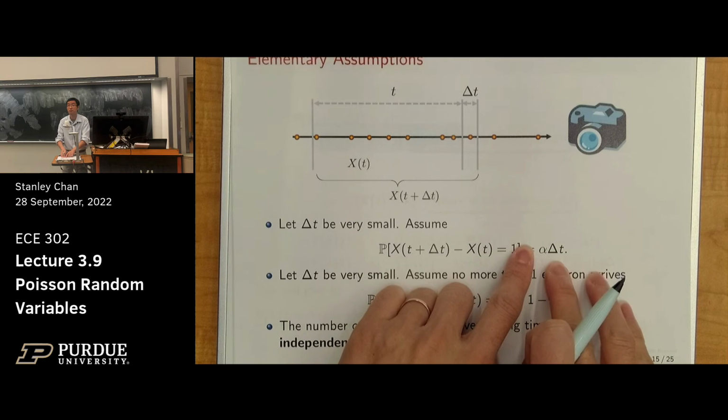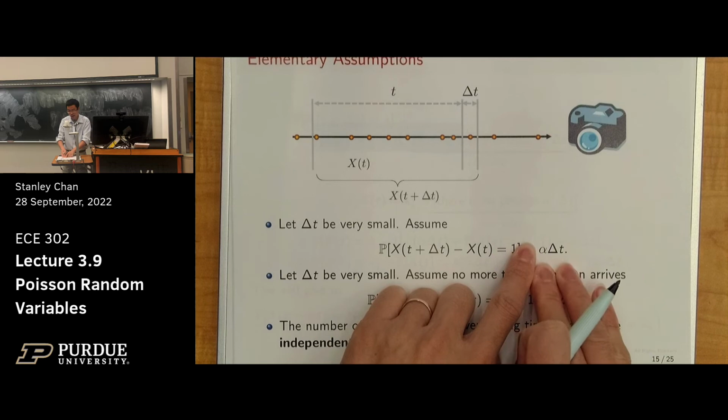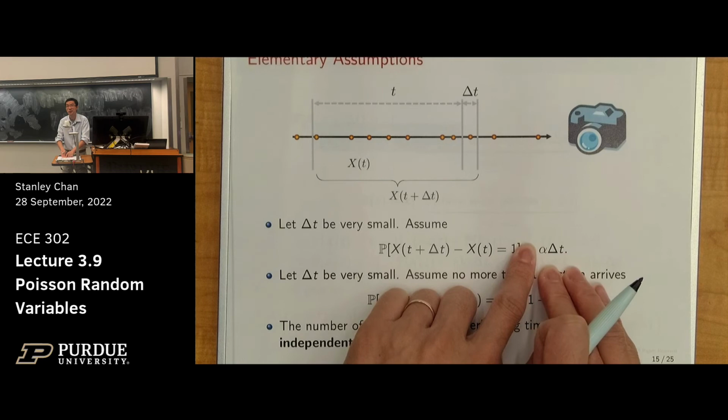That's my assumption, okay? And we don't have to debate whether your alpha times delta t will be bigger than 1. No, you are the user, you can always make the delta t extremely small. Not small enough, make it even smaller. So you can always make that to be less than 1. Now, that's the first assumption.